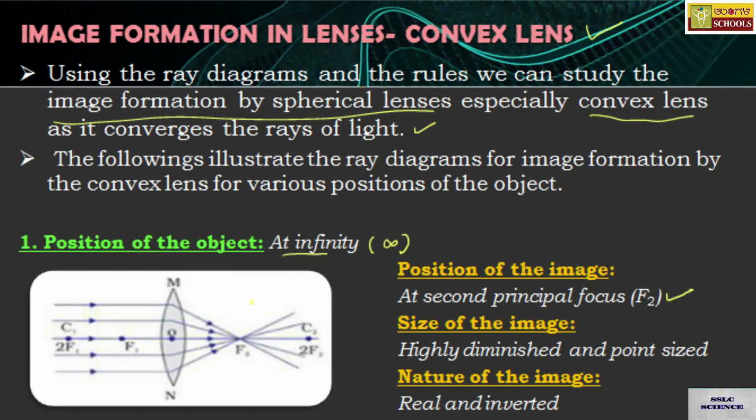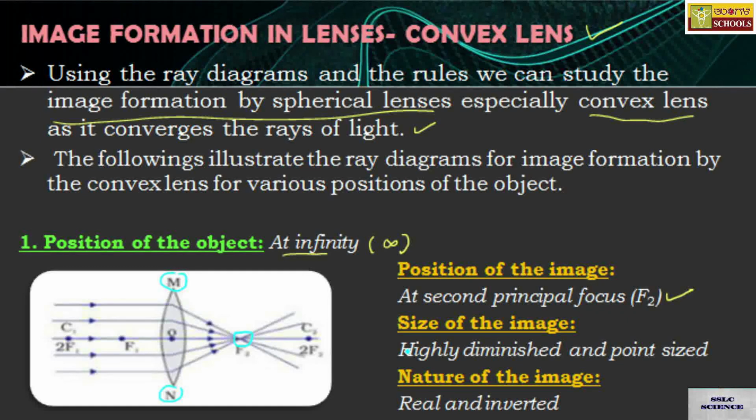You will get the image at the second principal focus. As the light rays in this picture are coming from a very large distance and passing through the convex lens MN, the property of the lens is to converge these rays of light. So you will have the image at the second principal focus, that is F2.